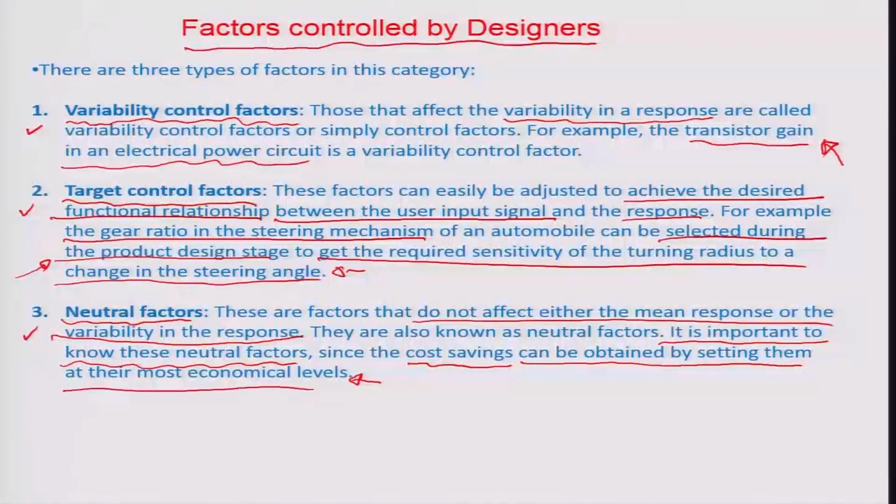So such factors don't affect the response of the target control. For example, in this case of let us say the gear ratio, if it is a manual steering system, obviously the amount of effort that you put on the steering wheel is going to get translated, in terms of a gear ratio, into the final turning radius of the 4-bar steering mechanism of an automobile.